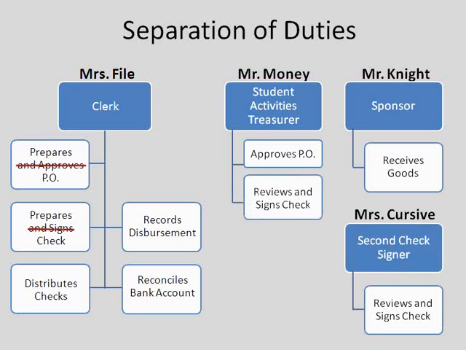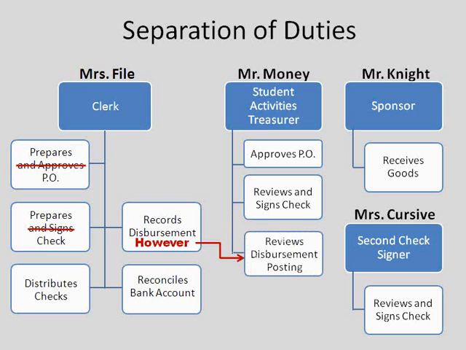Mrs. File can have access to the checks and prepare the checks, but she cannot be a check signer. The Student Activities Treasurer, Mr. Money, must be one of the signers, and a second authorized signer, such as Mrs. Cursive, a teacher, needs to sign the checks. All checks must have 2 signatures. Mrs. File can still record the disbursements as long as Mr. Money reviews the disbursement posting for accuracy. Mrs. File then distributes the check to the vendor, Arizonan.